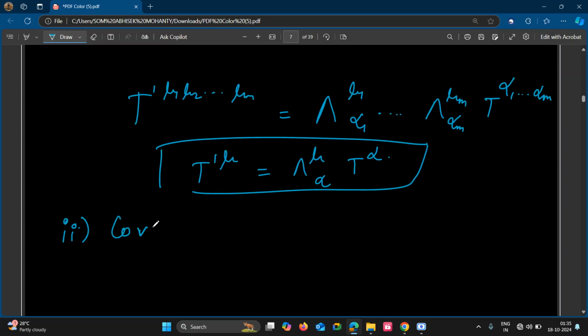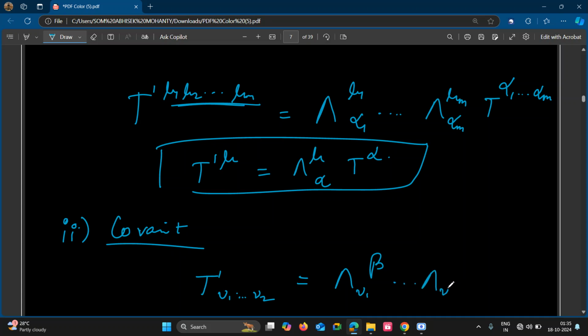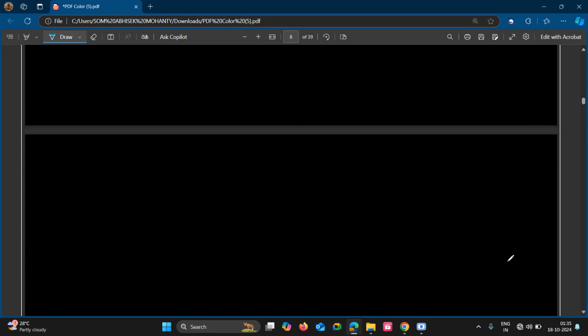Next is covariant. Again the same kind of thing. If I directly write it, t dash mu one mu two, you see this part is in the upper position and this is in the lower position. So lambda mu one beta, and here beta is the lower index, up to lambda mu n beta, and this is simply t beta one up to beta n. So this is covariant. And what will be your mixed tensor? The third one is a mixed tensor. So what is a mixed tensor?